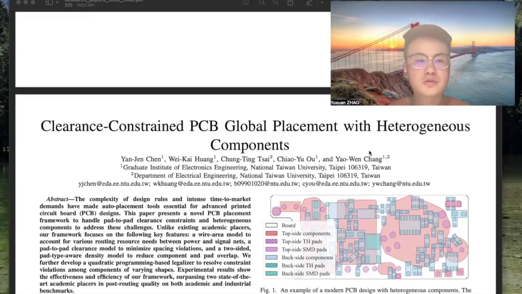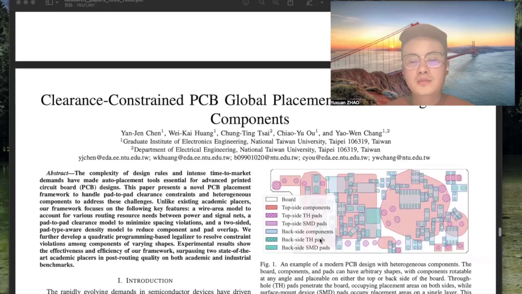And I picked the paper, the clearance constraint PCB global placement with heterogeneous components. And the session title is Adventures in PCB Partitioning and Regulation on June 24th this morning. My research focus is physical design, especially ASIC placement.